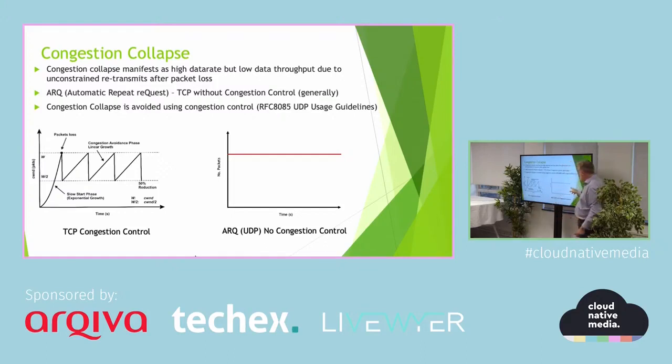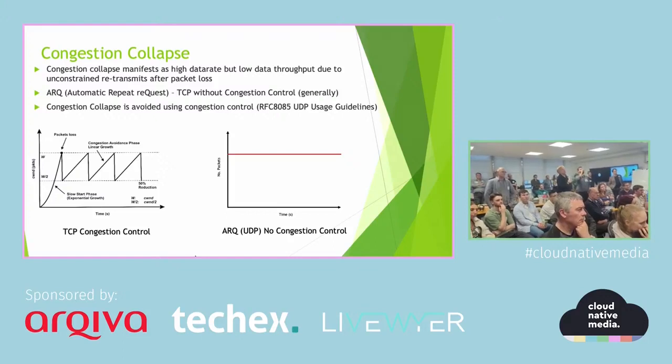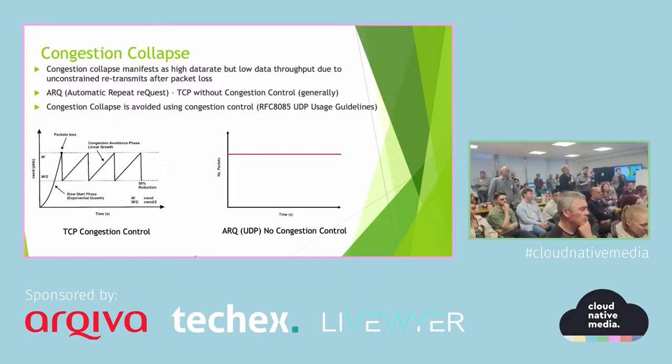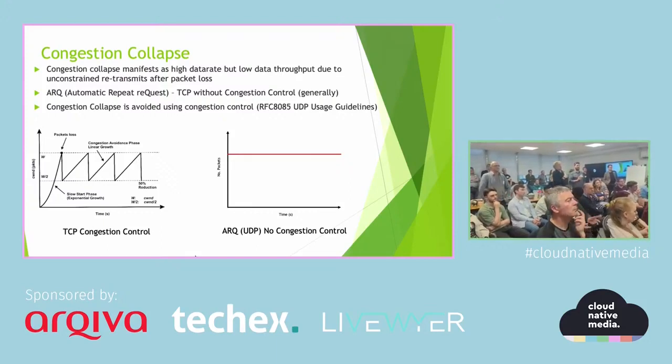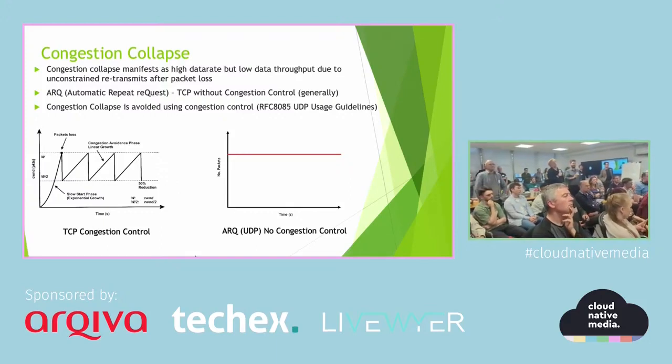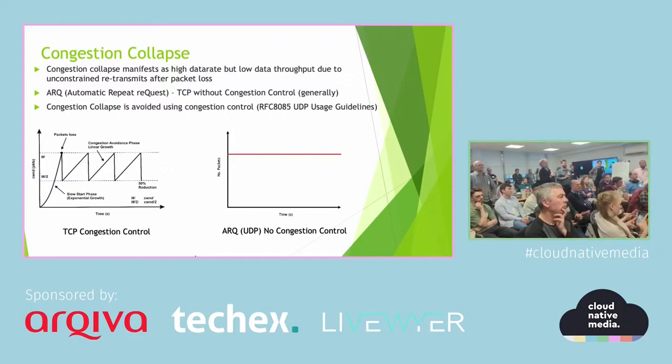This is what happens when you use ARQ. You just fill the network, or potentially fill the network. Occasionally you'll get a little drop when you wait for an acknowledge coming back. Now, congestion collapse is avoided using congestion control. I recommend everybody reads this. It's not a particularly long document, it won't take you long. RFC 8085, UDP usage guidelines, before you go and start potentially flooding your network or somebody else's network.